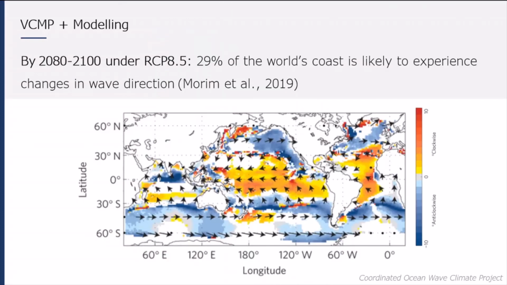So looking at some of the future predictions, it's been predicted that 29% of the world's coastline are likely to experience changes in the wave direction by 2100. On this map, blue areas represent negative rotations in the wave climate, and red areas positive rotations, up to plus or minus 10 degrees. However, little attention has been given to investigating the effects of this, with studies often focusing more on processes like sea level rise and how that affects the coastal system.